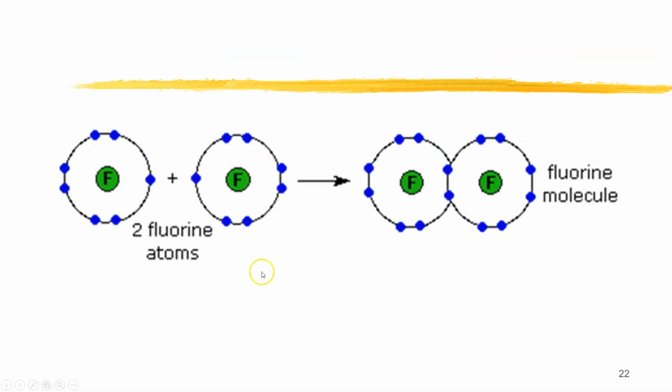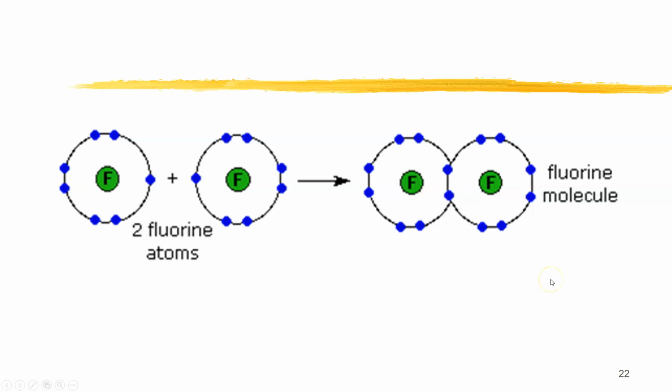Here we have 2 fluorine atoms. They each have 7 valence electrons. They end up sharing these 2, and now they each feel like they have 8 valence electrons. They feel more stable that way.